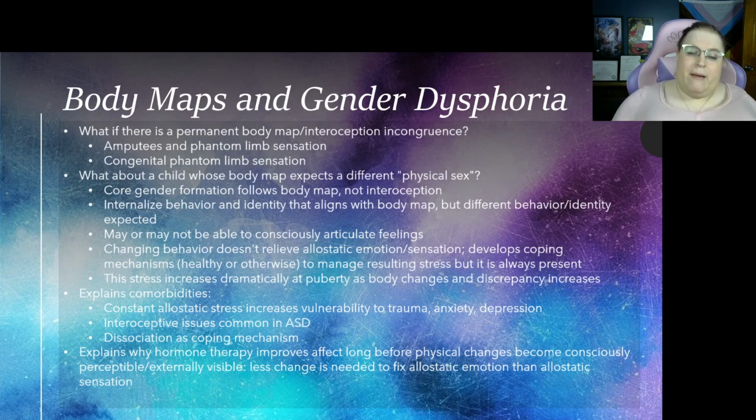And this would help explain why. Remember, the threshold for allostatic emotions is lower than the threshold for allostatic sensations. So the things that are causing the emotional distress are smaller discrepancies than the ones that are causing the gross physical differences. Gross here in the sense of large. So correspondingly, it takes less change to fix those than to fix the physical differences, the more apparent, larger ones that are causing the allostatic sensation. So the emotional changes start happening earlier in the process when the changes involved are too small to detect consciously.